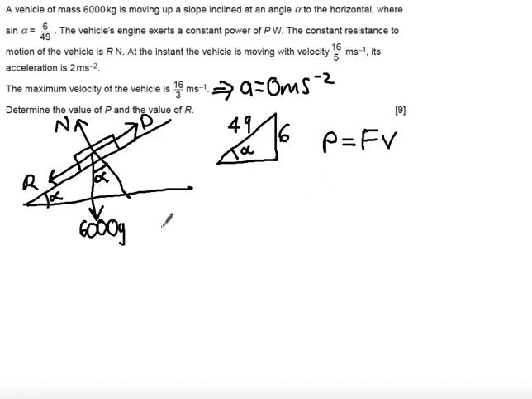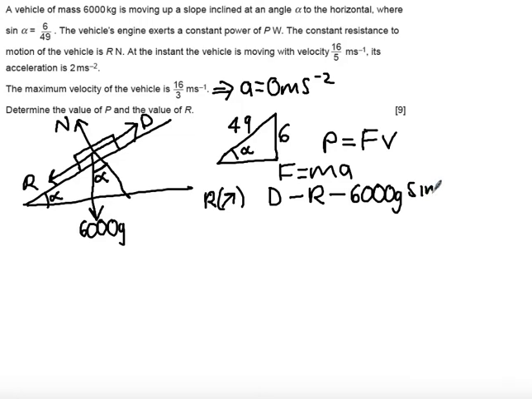Okay, so let's resolve up the slope. Resolving up the slope parallel to it, we have my driving force. We're going to be using Newton's second law, F equals ma. So balancing all the forces on the left hand side, we have the driving force minus the resistance minus 6,000 g sine alpha is equal to mass, which is 6,000, times the acceleration, which is a.